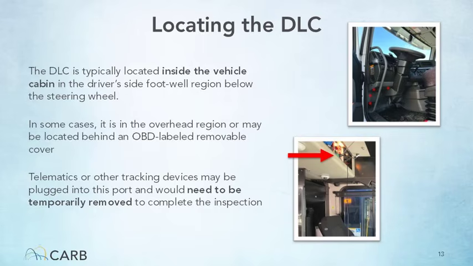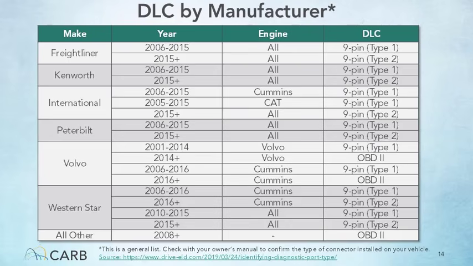In some trucks, telematics or other tracking devices may be plugged into the DLC. These devices would need to be temporarily removed to perform the Clean Truck Check OBD test. This table shows the types of DLCs found in heavy-duty vehicles of different makes and model years. Please note that this is a general list, and you need to check the vehicle's manual to confirm the type of connector installed on the vehicle.